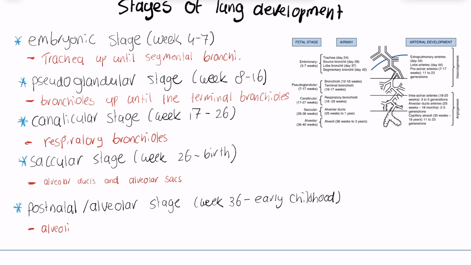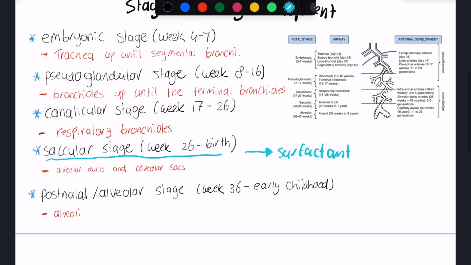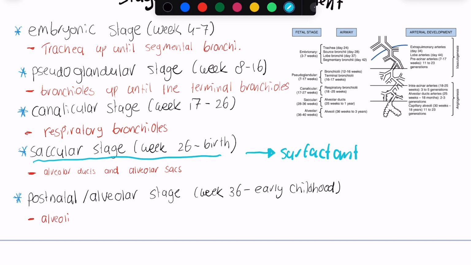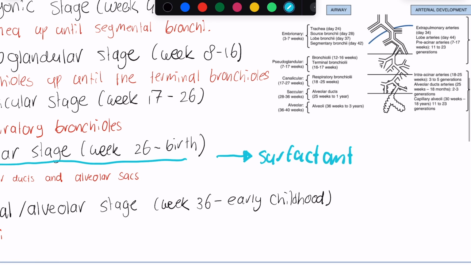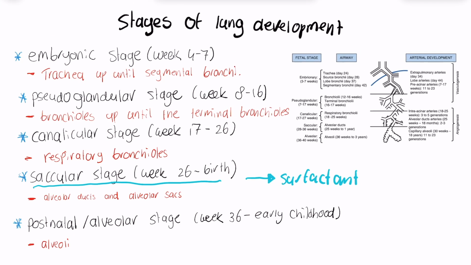And an important thing to remember, which I'll highlight in another color, is that in the saccular stage here, this is when surfactant is first produced. So in the saccular stage, the surfactant is being produced, but like we saw in the previous video, during preterm birth, the alveolar epithelial cells type 2 are not matured enough to produce the amount of surfactant that is needed, and therefore reaching the postnatal alveolar stage is very important.